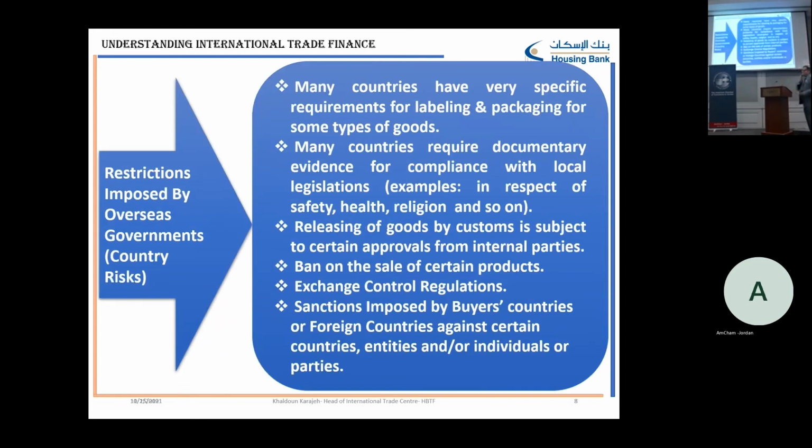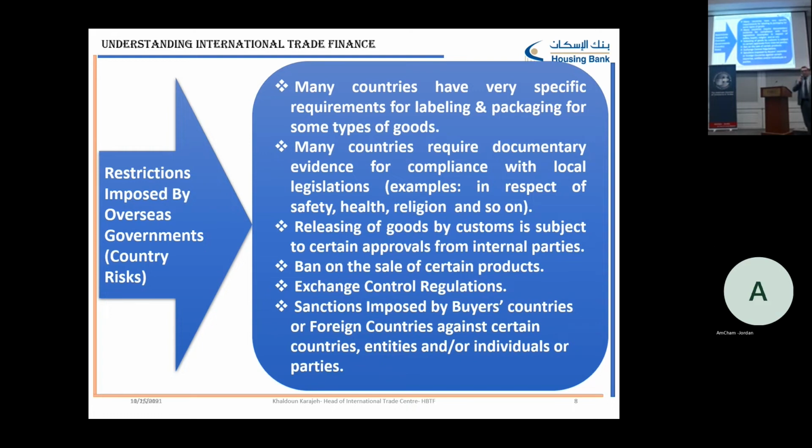We have restrictions imposed by overseas governments or countries. As you know, there are many regulations in many countries. So when the exporter decides to export goods to a country, he must know what regulations may restrict his exporting to that country. This is a very important element. Many countries, as you know, have very specific requirements for labeling and packaging for some kinds of goods. Many countries require documentary evidence for compliance with local legislation.